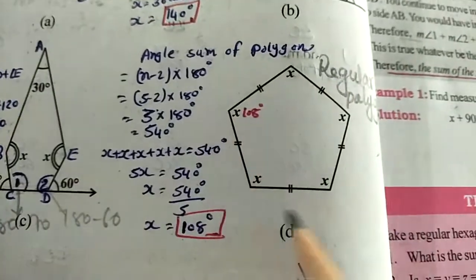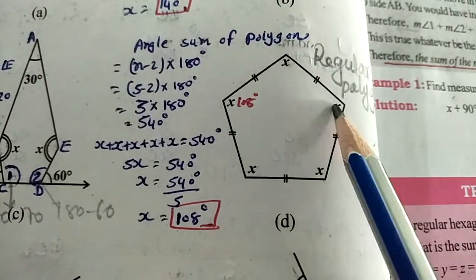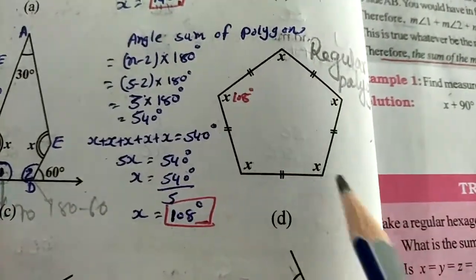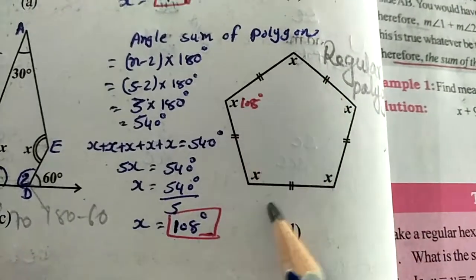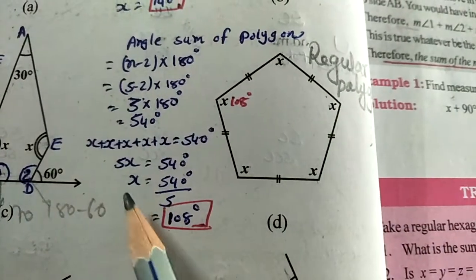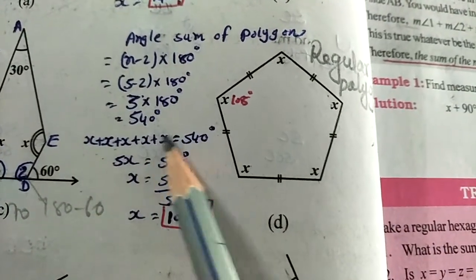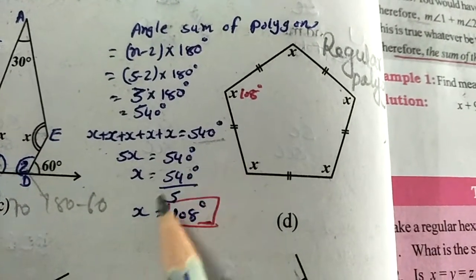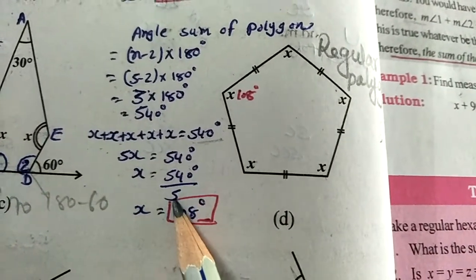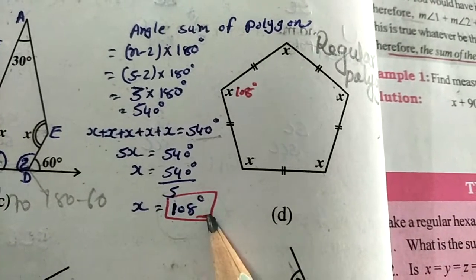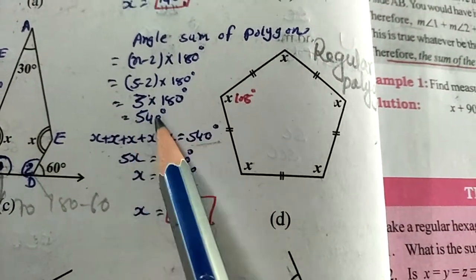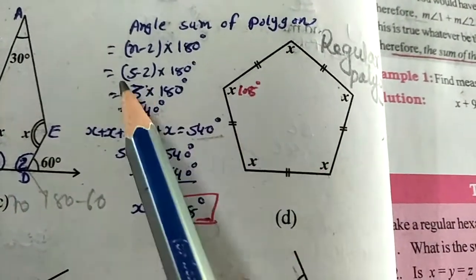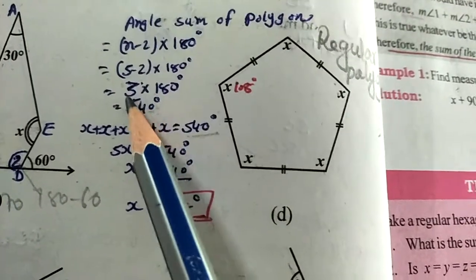Now this is a regular polygon, so all the sides will be equal and all the angles also will be equal. How many angles are there? There are 5 angles. Okay. So x plus x plus x plus x plus x is equal to 540. So 5x is equal to 540. So x is equal to 540 upon 5, so x is equal to 108. Now how did you get this 540? Because there are 5 sides. So 5 minus 2 which is equal to 3. 3 into 180 which is equal to 540.